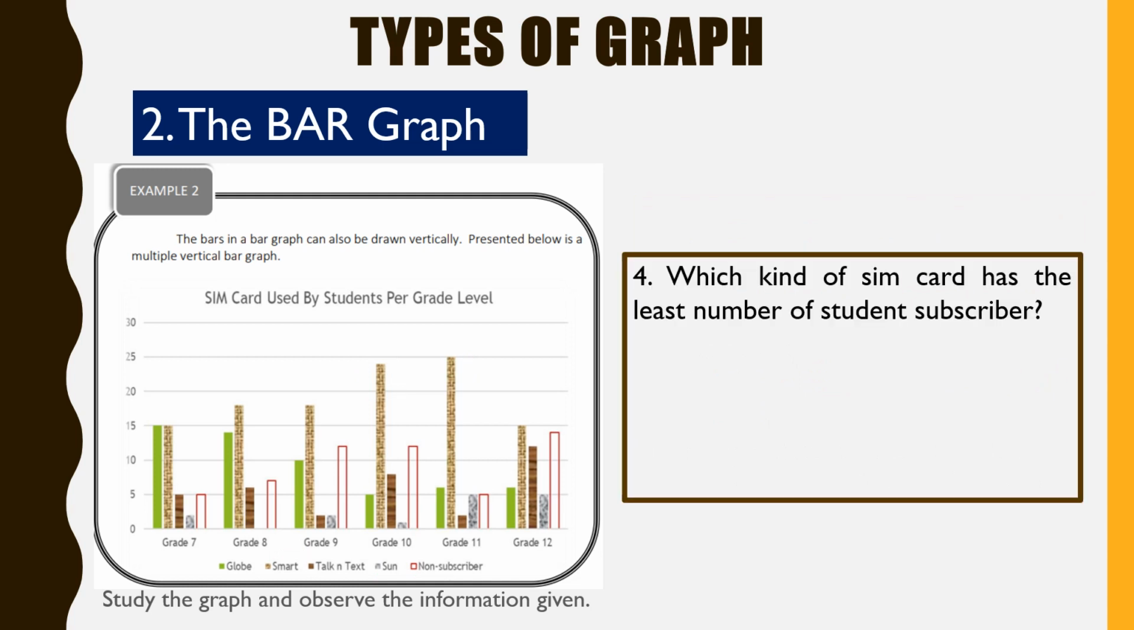Question number 4, what kind of SIM card has the least number of student subscribers? Well, looking at our graph, for grade 7, it is this SIM. For grade 8, there's none. So obviously it is the gray SIM card, and the gray SIM card, based on the legend, is Sun Cellular. It means that the SIM card which has the least number of subscribers is Sun Cellular.